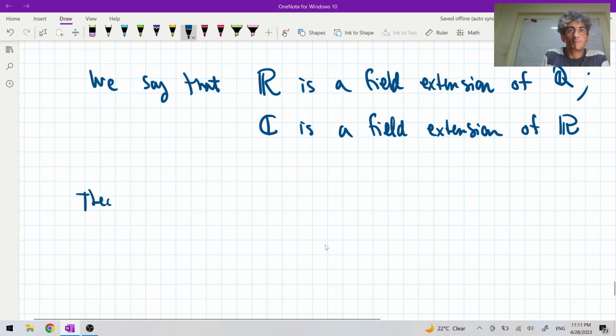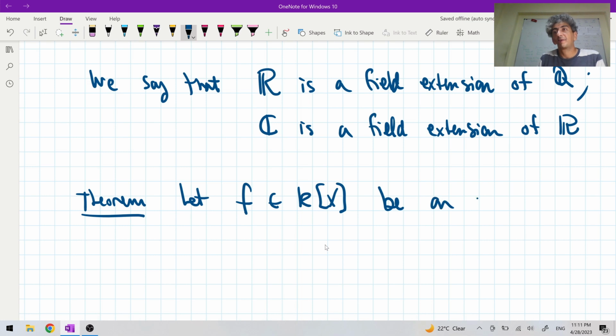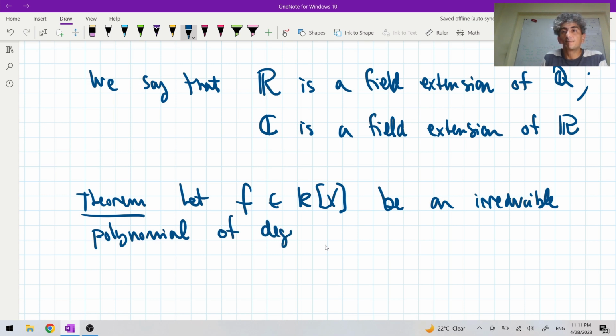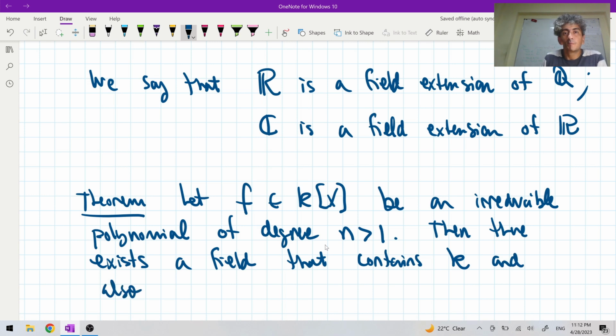Theorem: let f belong to k of x be an irreducible polynomial of degree n greater than 1, then there exists a field that contains k and also contains a root for f.